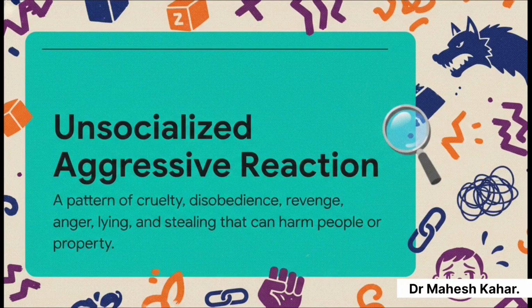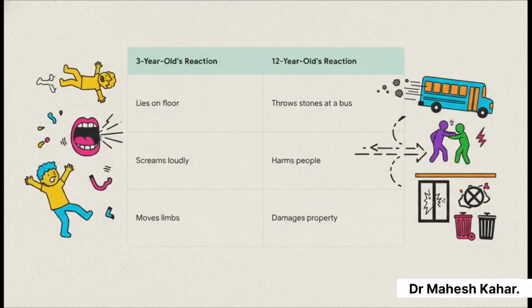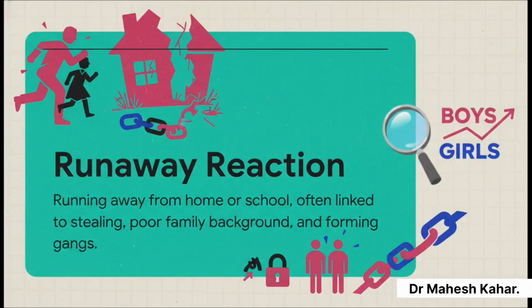And the very first thing the source material points out is that it's, and I'm quoting here, more common in boys than girls. And what's really powerful about this, and something that textbook highlights, is how aggression changes as kids get older. I mean, look at this. A 3-year-old's tantrum, they lie on the floor, they scream. But a 12-year-old's aggression can escalate into something much more serious, like throwing stones at a bus or actually harming people. And yep, the pattern continues with what's called the runaway reaction.